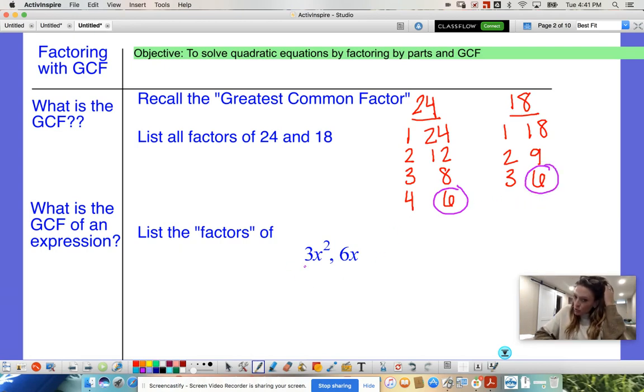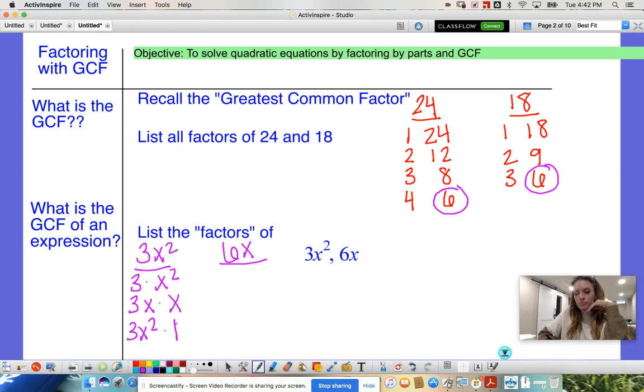It says to list the factors of 3x squared and 6x. So we're going to do something similar to what we just did up here. 3x squared is here and 6x is here. What can we multiply together to get 3x squared? Well, we can multiply 3 and x squared, we can multiply 3x times x, and then we could multiply 3x squared times 1. How can we separate 6x? Well, we could do 6 and x, we could do 6x and 1, we could do 2x and 3, or we could do 3x and 2. Okay, those are all the factors.